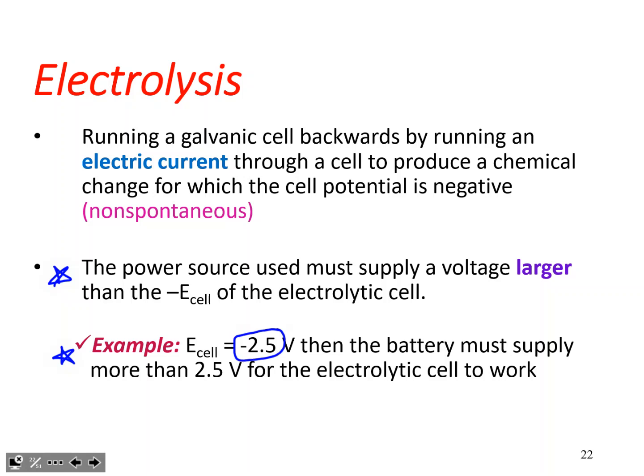And they do ask this. I've seen it multiple times in the last like 5 years. It seems to be on there quite frequently. So they'll give you an example of, if we powered it using this particular voltage, would it work? And then you would have to look at the negative E cell. If the voltage magnitude is larger than the E cell magnitude, it will run, okay?